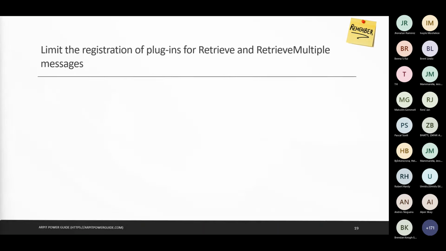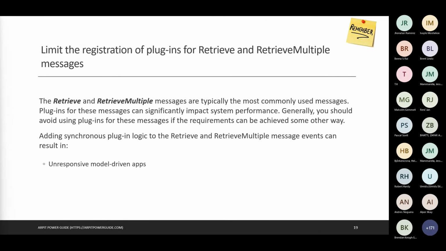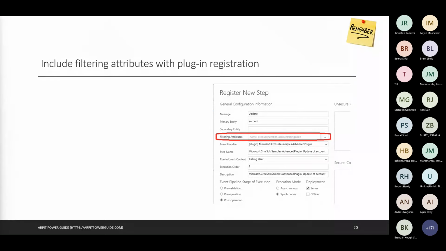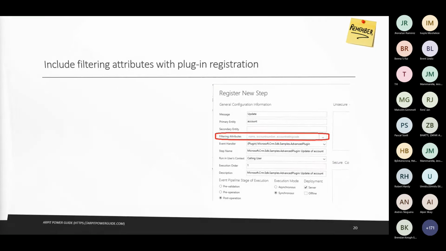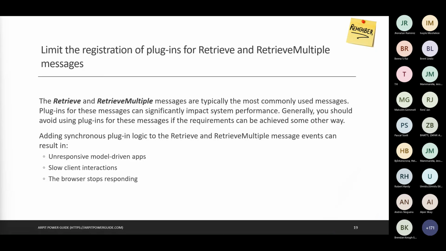Okay, limit the registration of plugins for Retrieve and RetrieveMultiple. That is a very important thing. So Retrieve and RetrieveMultiple plugins, you should avoid. Microsoft has given you the two different messages, Retrieve and RetrieveMultiple, but they are not supposed to be used very frequently, because it may impact your application performance as well. So you should avoid registering a message on Retrieve and RetrieveMultiple unless it is really required.